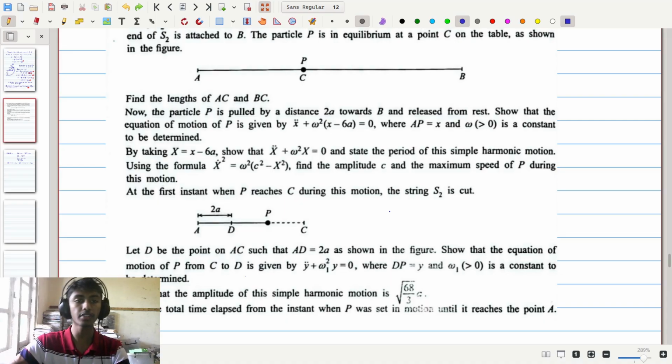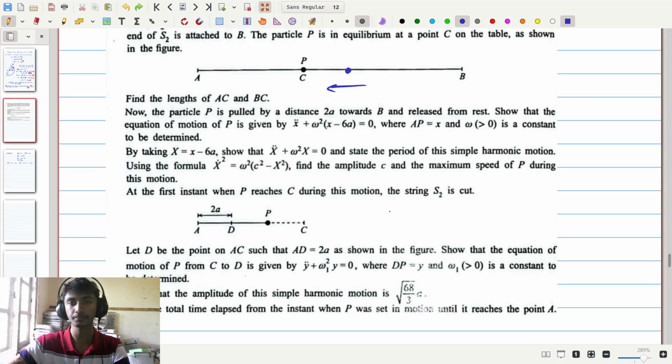Now, after that, it says, now the particle P is pulled by a distance of 2A towards the point B and released from rest. So basically, from the equilibrium point, we pull it a distance of 2A towards the point B. When we do that, it's going to be displaced from the equilibrium point. So when we release it from rest, it's going to accelerate back towards the equilibrium point C. So if it's somewhere over here, where this distance is 2A, it's going to accelerate back towards the point C.